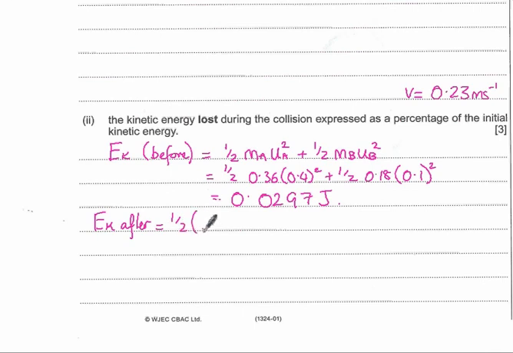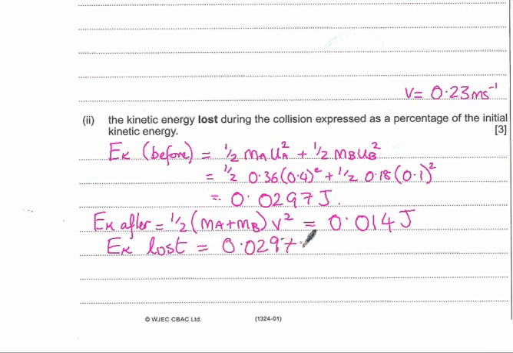Doing the same thing, EK after is half the total mass, MA plus MB, because they're stuck together, times V squared, the value that we've worked out here. I won't write in the numbers, but if you put all those in the calculator, you get 0.014 joules. So this is the energy after, that's the energy before. So the kinetic energy lost is 0.0297 take away 0.014, and we get 0.015 joules. So that's probably as far as the question would ask you to go in an AS paper.